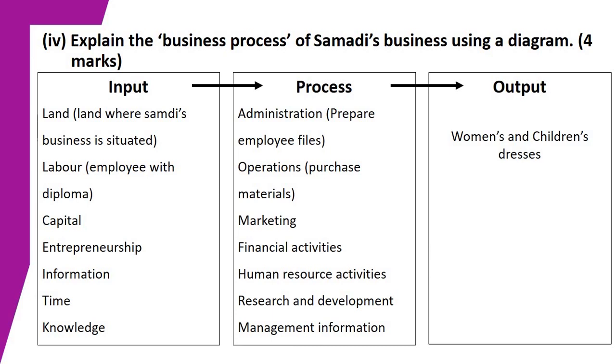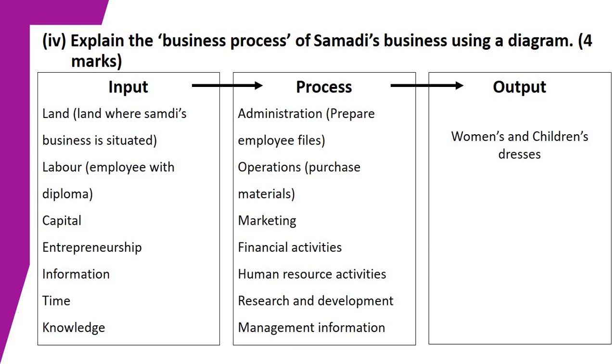Now as you know, there are 3 elements in the business process. Those are input, process and output. What are the inputs of a business? Land, employees, entrepreneurship, information, all the resources that are used for the business to create the final output.